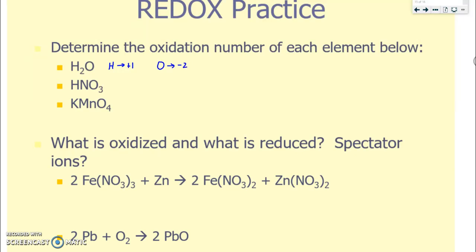In the next example, our H is going to be +1. Our oxygen is still going to be -2. But normally nitrogen is a -3. If I make it a -3, I don't have a neutral compound. So here's what I need to do. I need an overall charge of 0. So H is +1. O is -2 times 3, which gives me -6. So right now my compound has an overall charge of -5. To make it neutral, nitrogen has to counter that -5 and be our +5.